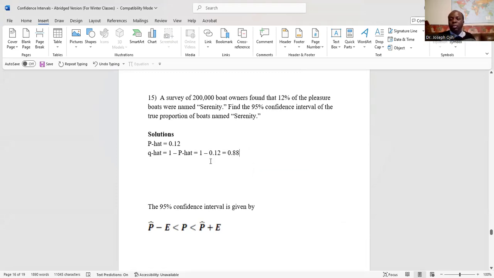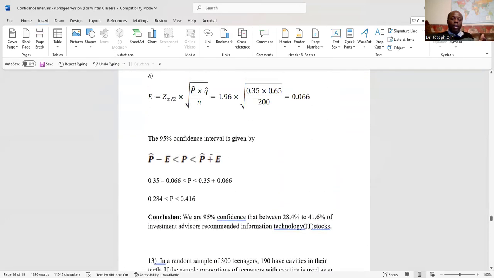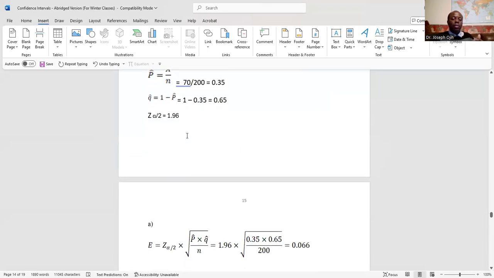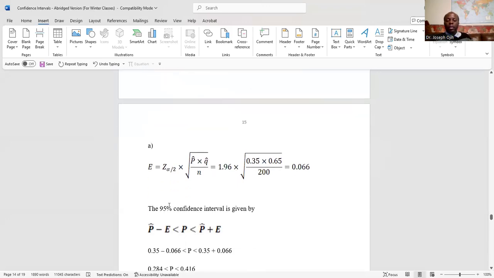That's the only difference between this one and the other one. In the other one I just did, p hat is given, and in this one it is not given. When it's not given, you calculate it using the formula x over n. But if it's given, you just type it in. Then apply this formula to get the error, and then get your confidence interval.